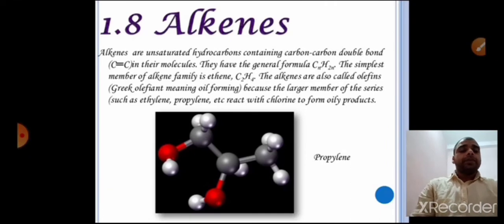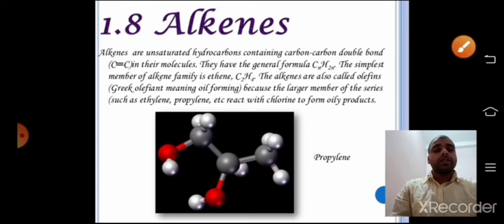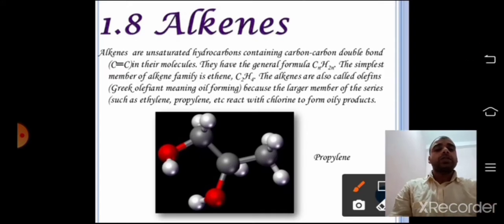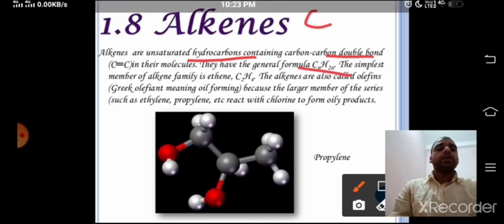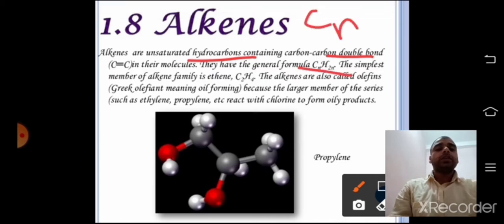The alkenes are unsaturated hydrocarbons. As you can see here, it is written: the alkenes are unsaturated hydrocarbons containing carbon-carbon double bonds in their molecules. They have the general formula CnH2n. The simplest member of alkenes, the very first member, n should not start from 1, it should start from 2. That's why C2H4 is there.